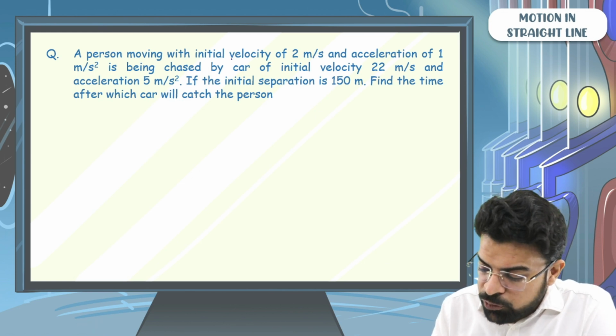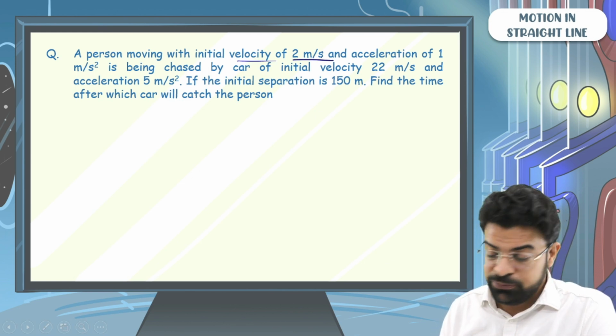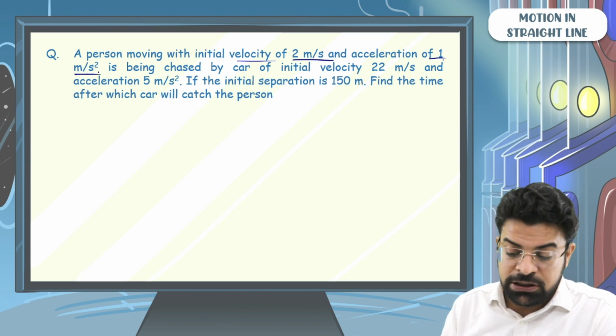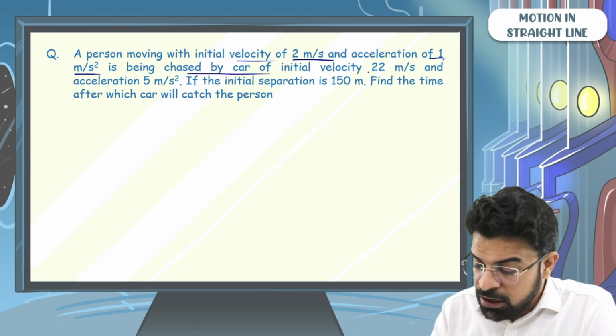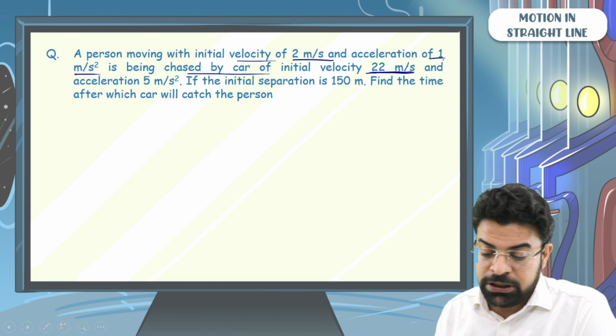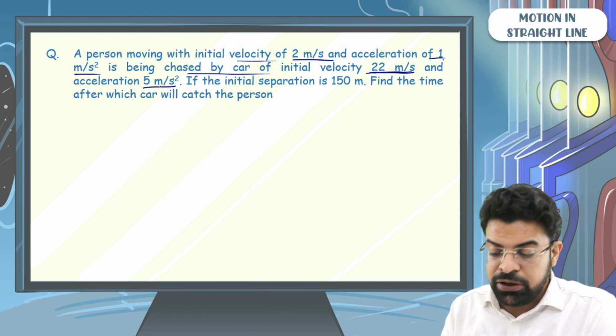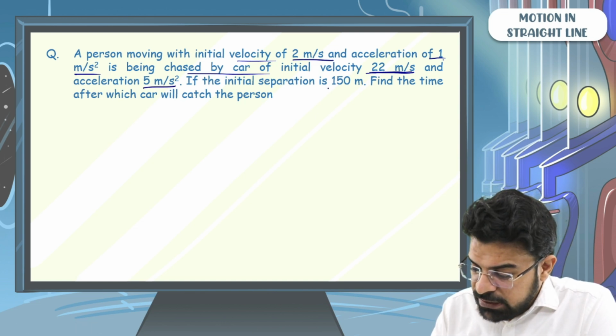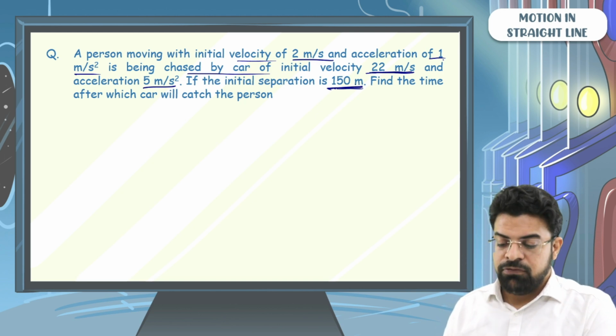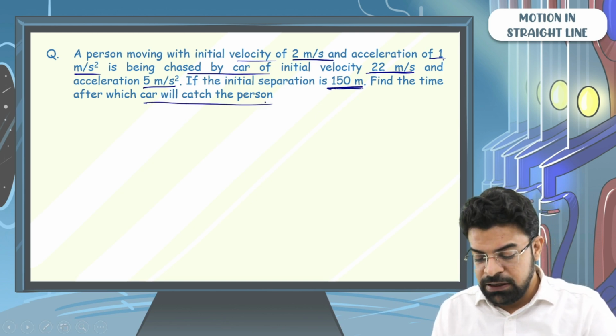A person moving with initial velocity of 2 meter per second and acceleration of 1 meter per second square is being chased by a car having initial velocity of 22 meter per second and acceleration of 5 meter per second square. If the initial separation is 150 meter, find the time after which the car will catch the person.